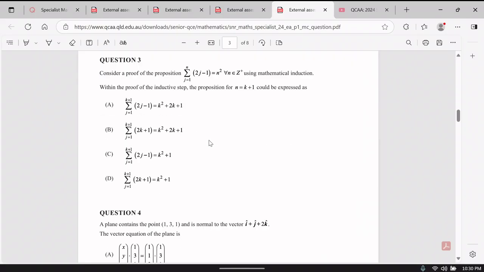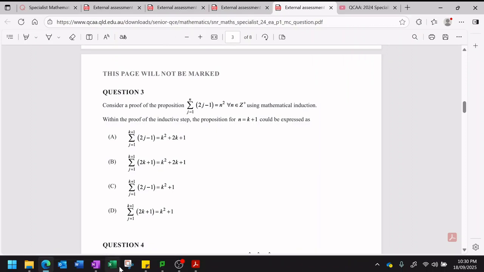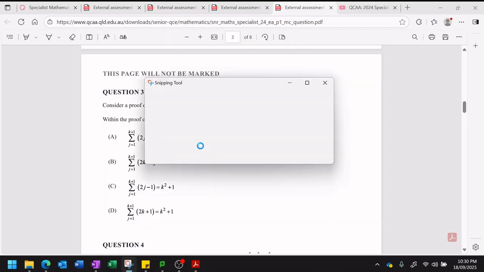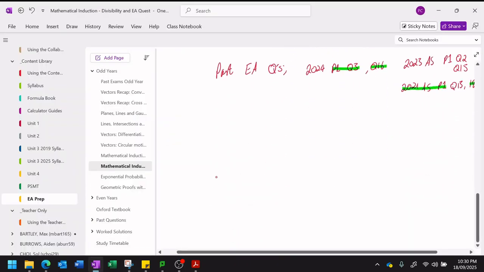So it says, consider a proof of the proposition, blah blah blah, using mathematical induction. Within the proof of the inductive step, the proposition for n equals k plus 1 could be expressed as. Now the trick with this question, and this is a really common EA question as well, this one comes up heaps, almost the exact same kind of structure. The trick with this is really quite simple, but it's easy to get lost in if we aren't careful about exactly what it's asking us to do.